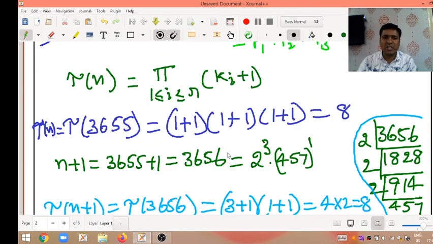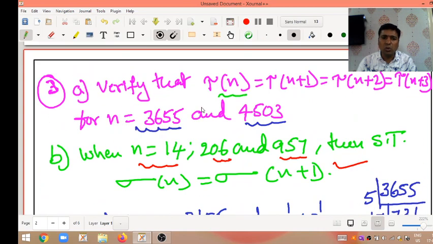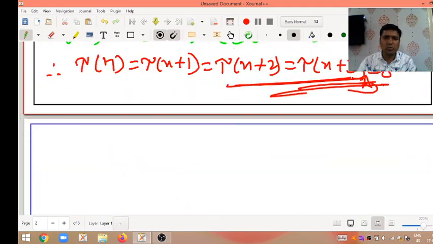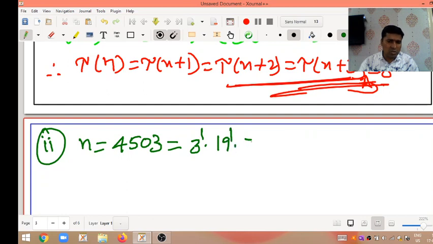I will move on to the second part, second question. Before going to the second question, one integer I finished. Now you should do the second integer, using 4503. So for the second one, N is equal to 4503. Dear students, this 4503 we should convert into a prime factorization as 3 power 1 into 19 power 1 into 79 power 1.